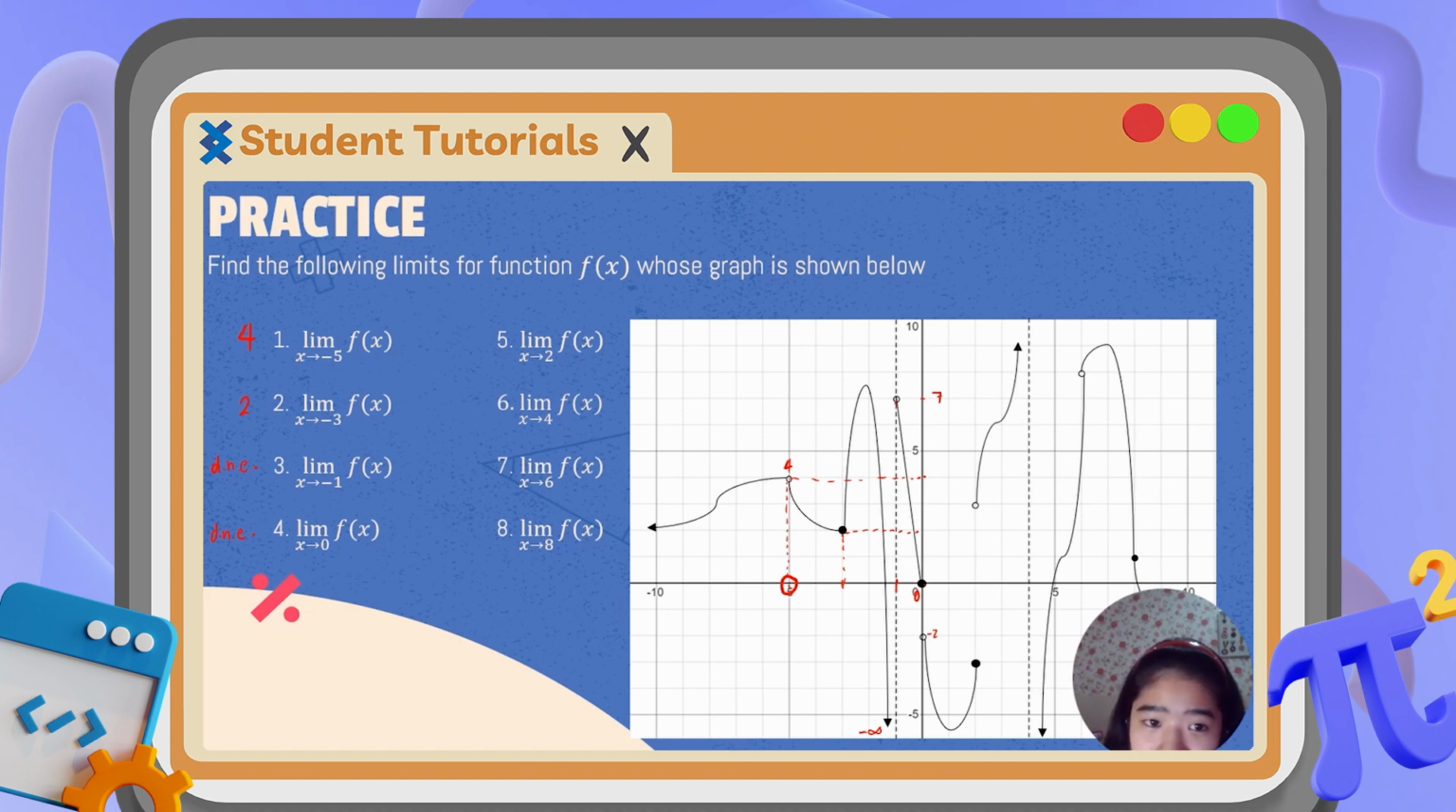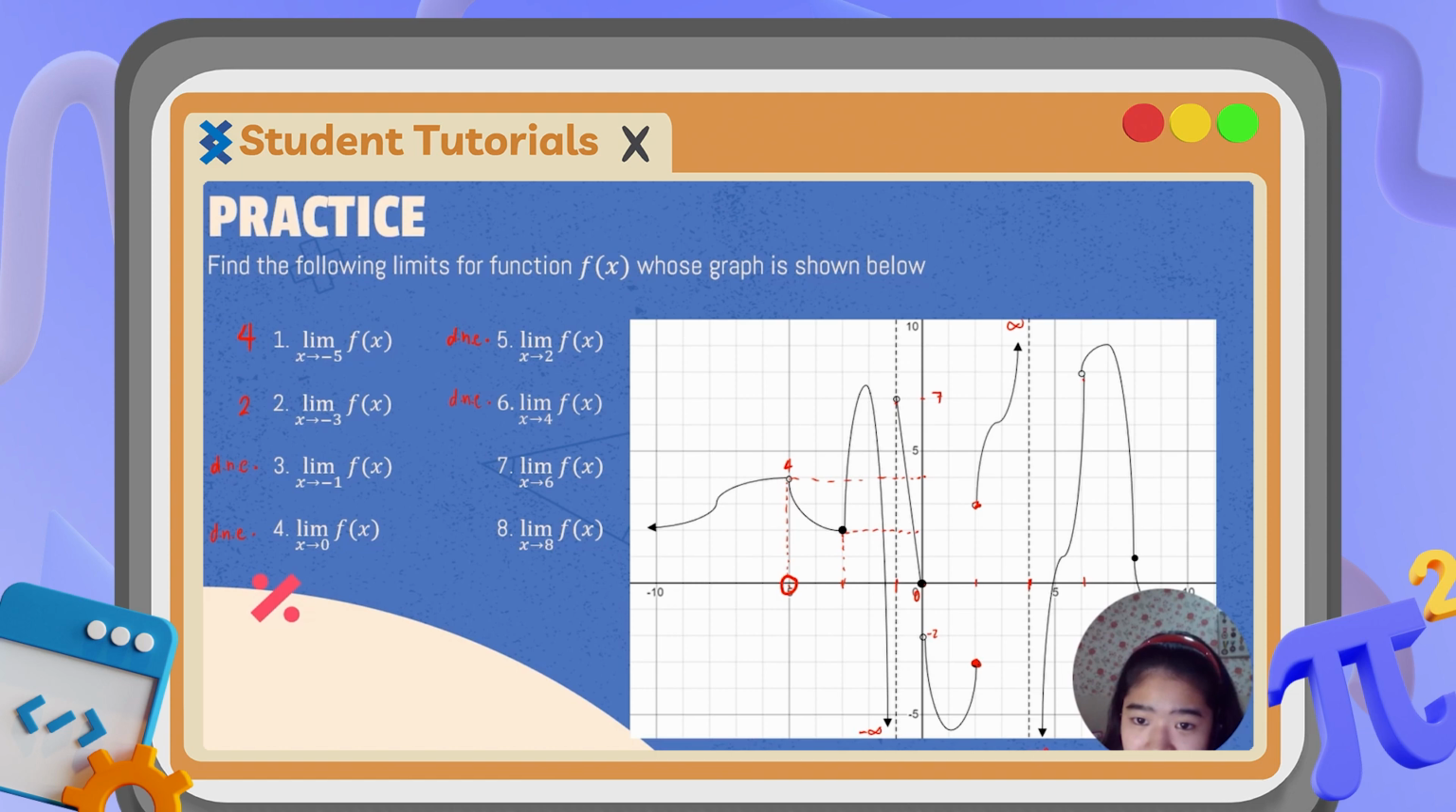Next, for the limit of f of x as x approaches 2, that would be around here. Once again, from the left side and the right side of the function, they're approaching different things. So it's here and it's here. So that's also does not exist. Next, as x approaches 4, that would be here. And once again, since the left side is approaching positive infinity and this one is negative infinity, this would be does not exist. And next, for 6, 6 is here.